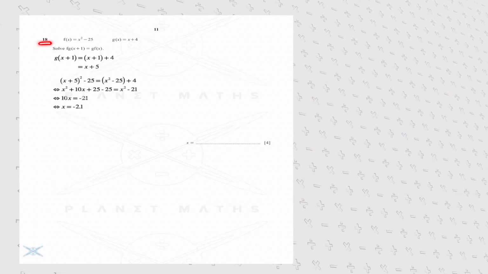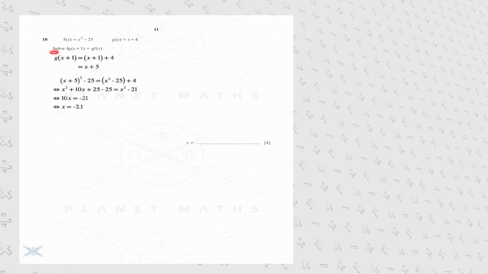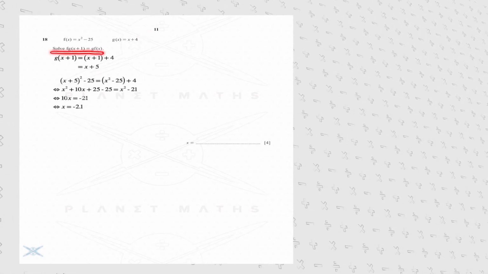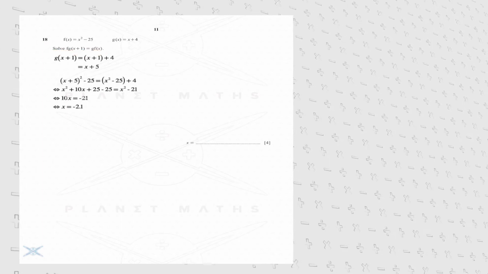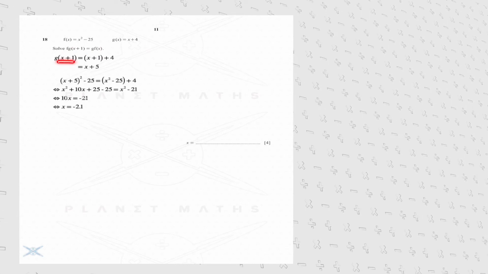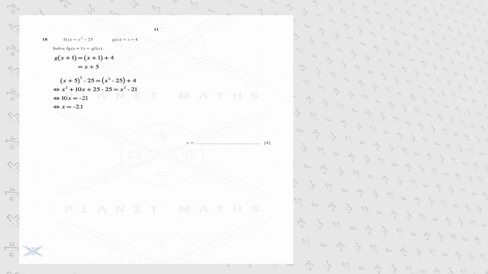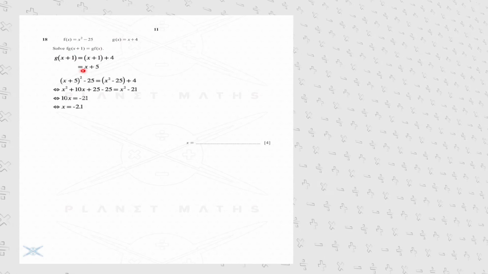Next on to exercise 18, where we are provided with two functions f and g, and we are supposed to solve the equation f of g of x plus 1 equals g of f of x. To do this, we will firstly determine g of x plus 1, and to do this we will take a look at g of x and replace every x for x plus 1. Thereafter we can simplify this equation down to x plus 5.